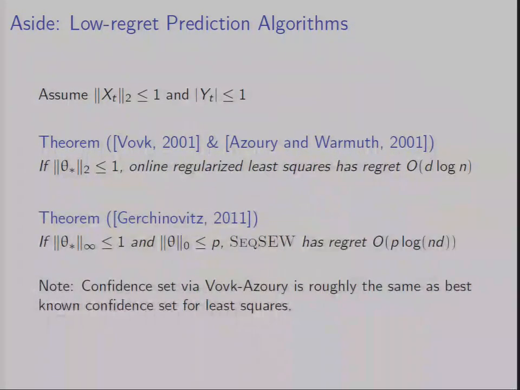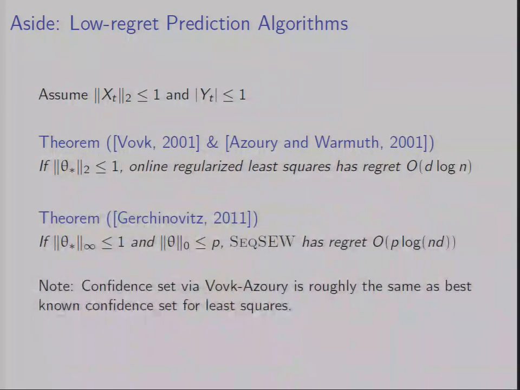So for example, here are some results about these online prediction algorithms. The so-called Vovk-Azoury-Warmuth forecaster, you can think of it as regularized least squares on the past data, has regret d log n. And then recently there was a paper published by Gerchinovitz which designed an algorithm that works well for sparse thetas. The regret depends only logarithmically on the dimension, and it's linear in the sparsity.